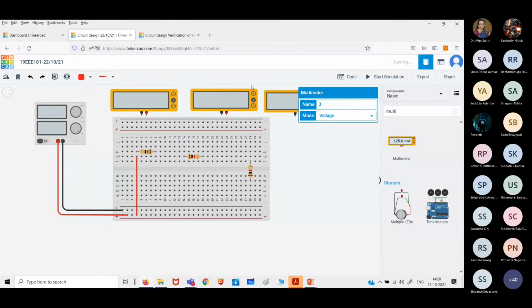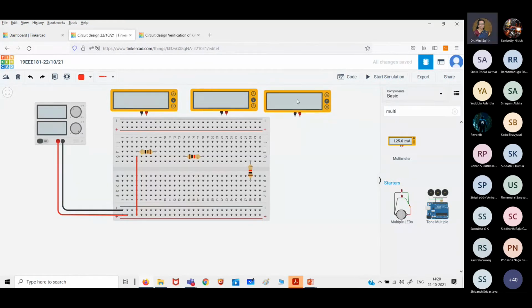Yes, ma'am. So now when you see the multimeter, it is written as A, V and R. It means if you select A, it will act as ammeter. If you select V, it will act as voltmeter, and generally by default all the multimeters will be selected as voltmeters only. And if you select R, it will act like an ohm meter. That means it will measure the value of the resistor.